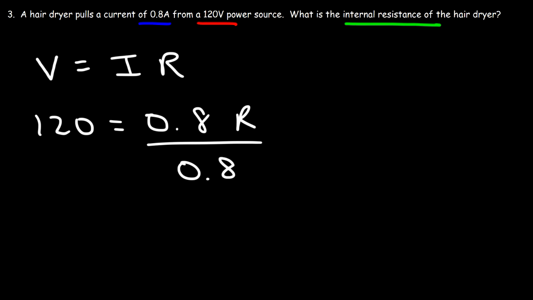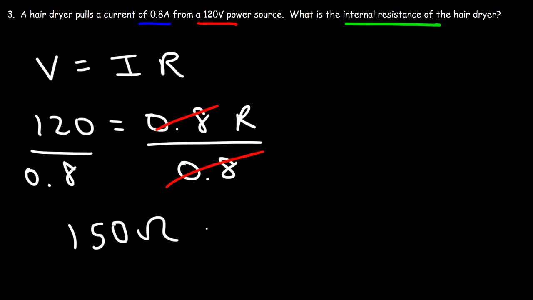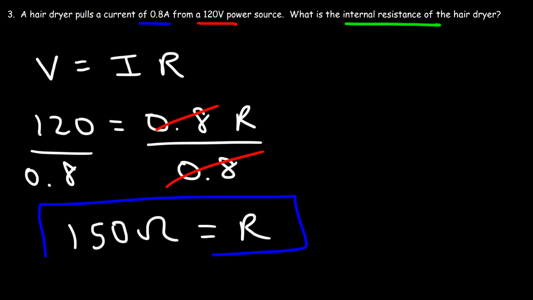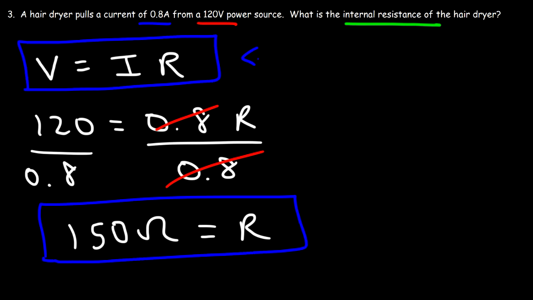So to get R by itself, we just need to divide both sides by 0.8. And so 120 divided by 0.8 is 150. And so the answer is 150 ohms. And that's the resistance of the hairdryer. And so it's very simple to use Ohm's law, particularly in this format. You can easily calculate the voltage, the current, or the resistance.